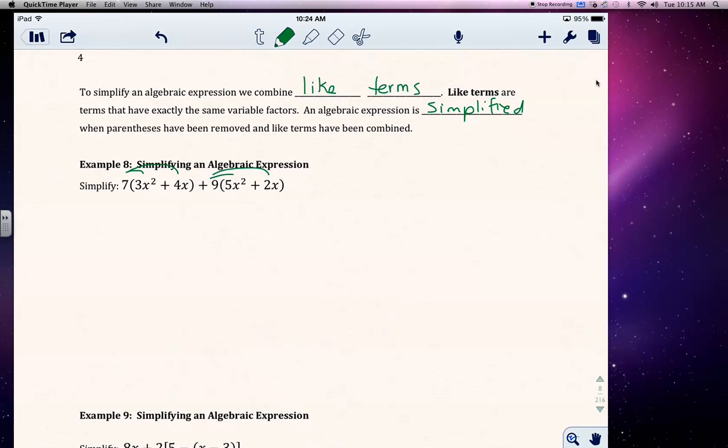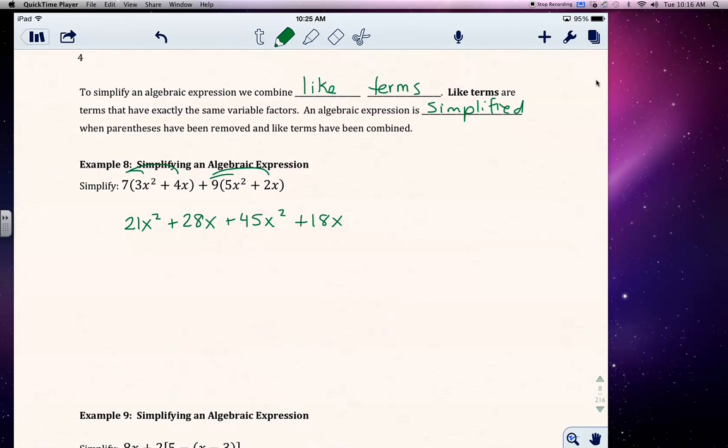And I'm going to skip that step, and I'm going to go ahead and just multiply in my head. 7 times 3x squared is going to be 21x squared. 7 times 4x is going to be plus 28x. Okay, and I'm going to distribute the 9, so plus 45x squared, because 9 times 5 is 45, plus 18x. So what I did there in that first step was I used the distributive property, and I did the multiplication over the addition.